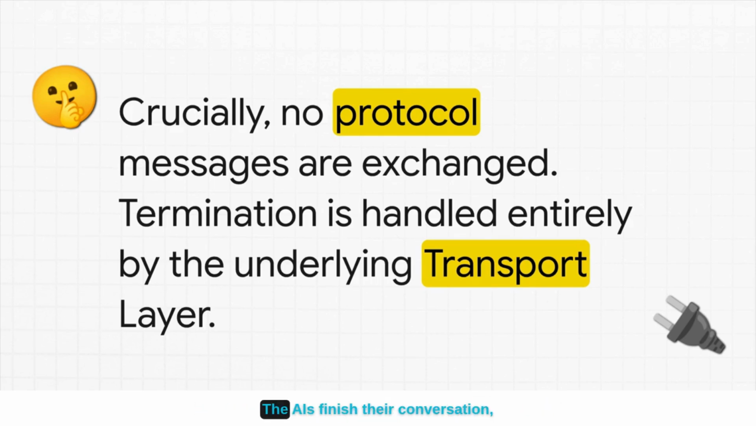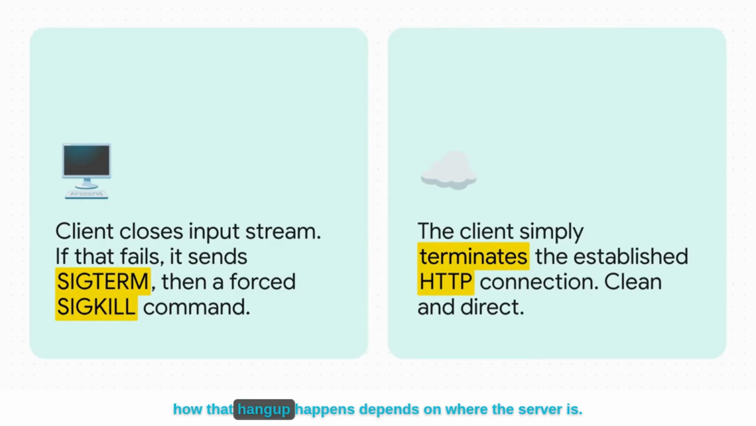Think of it like this. The AIs finish their conversation, and then one of them just hangs up the phone line. Simple as that. Now, how that hang-up happens depends on where the server is. For a local server running on your machine, the client tries to be polite first. If that doesn't work, it sends something called a SIGTERM, which is like a formal notice to shut down. If the server is still being stubborn, the client escalates to a SIGKILL. That's the forced shutdown that absolutely cannot be ignored.